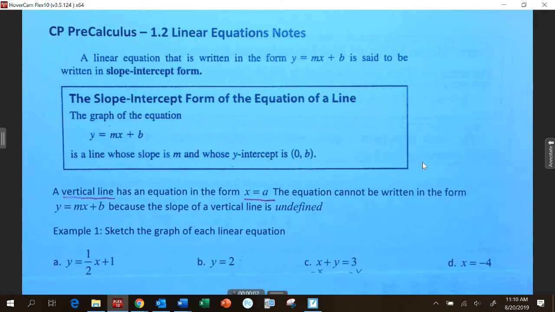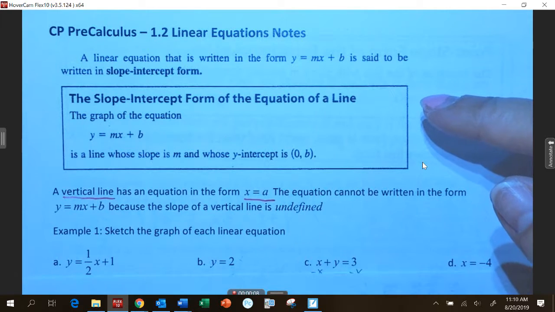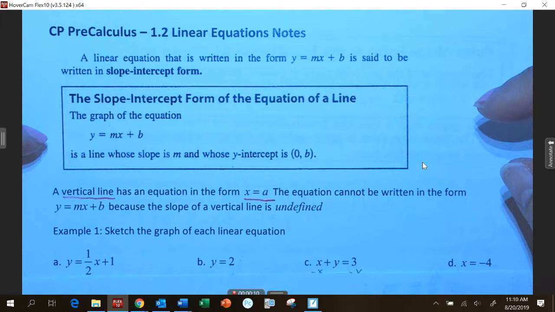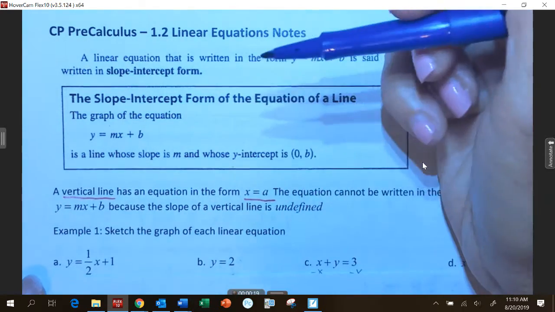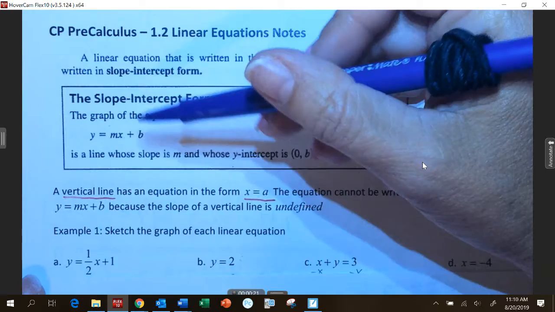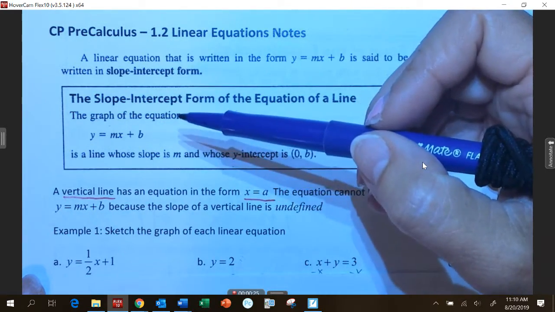You guys are going to see right up here that we are going to first start talking about the slope-intercept form of a line, which you guys know is y equals mx plus b. That's called slope-intercept. Why? Why is it called slope-intercept? Kurt? Because slope comes first in the equation and then the y-intercept.